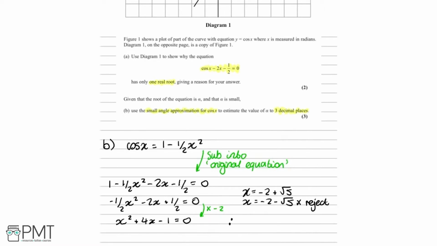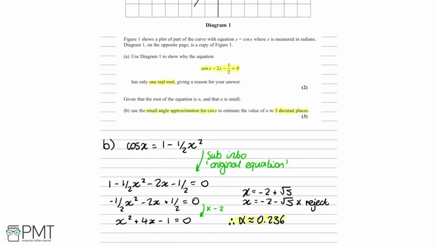So therefore, the root, or as it calls it in the question, alpha, is approximately equal to, and remember it says in 3 decimal places. So again, using our calculator, we can see that it's approximately equal to 0.236 to 3 decimal places. And that's the answer to the question.